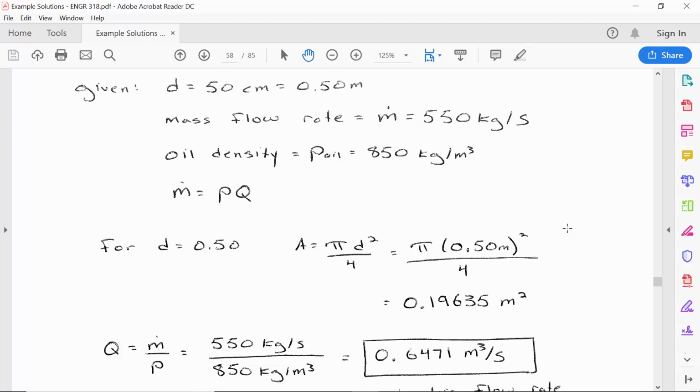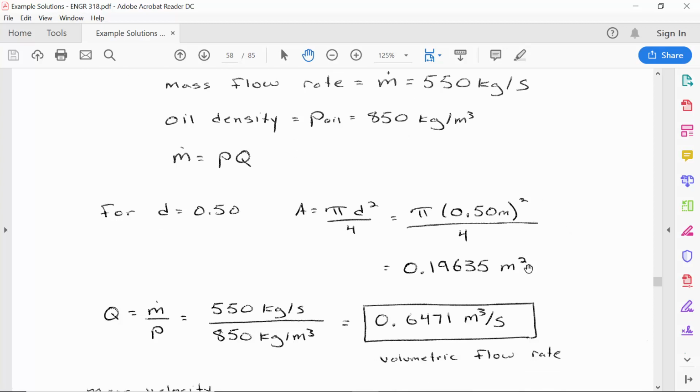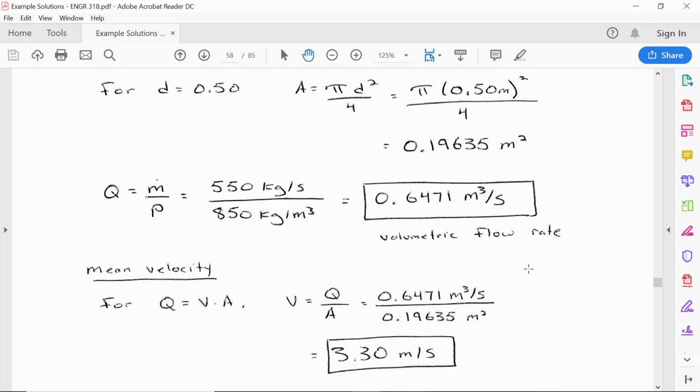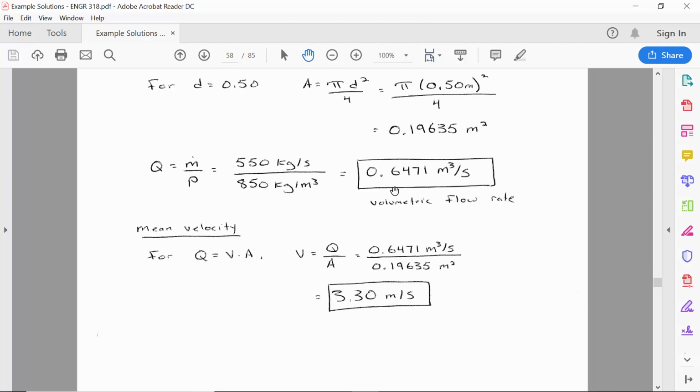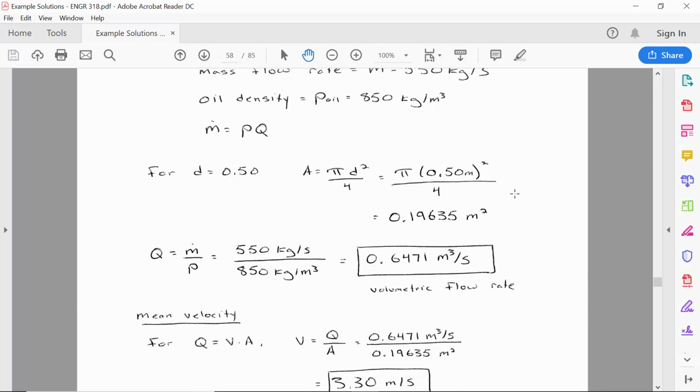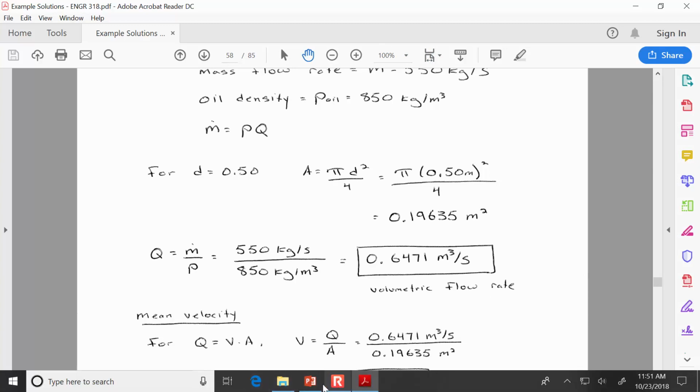So if it's 550 kilograms per second, then it's going to be 0.6471 cubic meters per second. That's our volumetric flow rate. And then to get the average velocity, we need to divide that volumetric flow rate by the cross-sectional area. So it's going to be 3.30 meters per second. Any questions about that example? Okay.